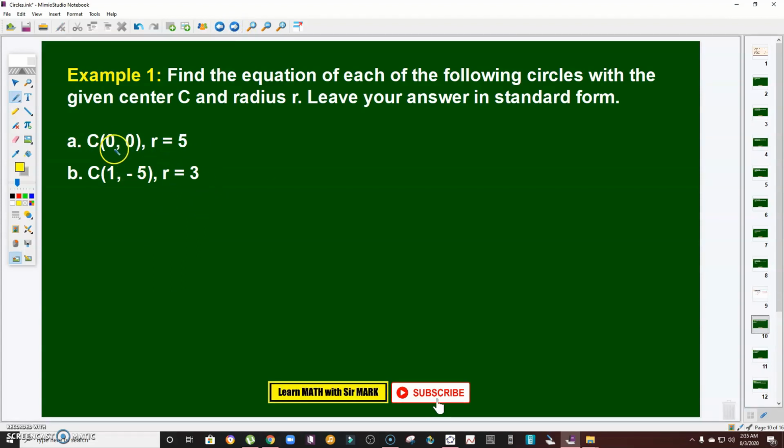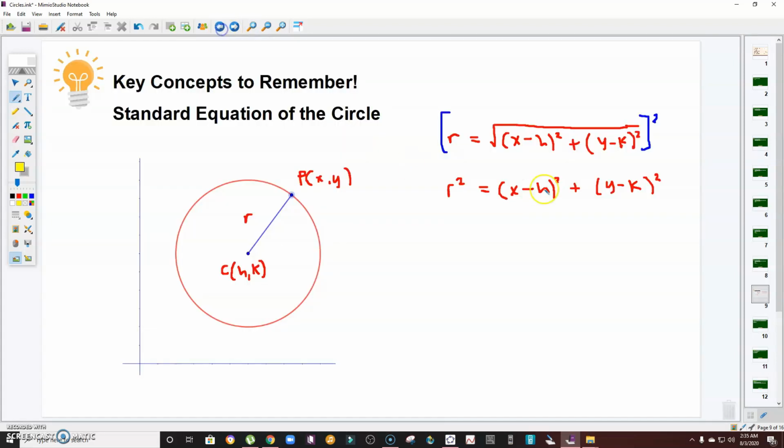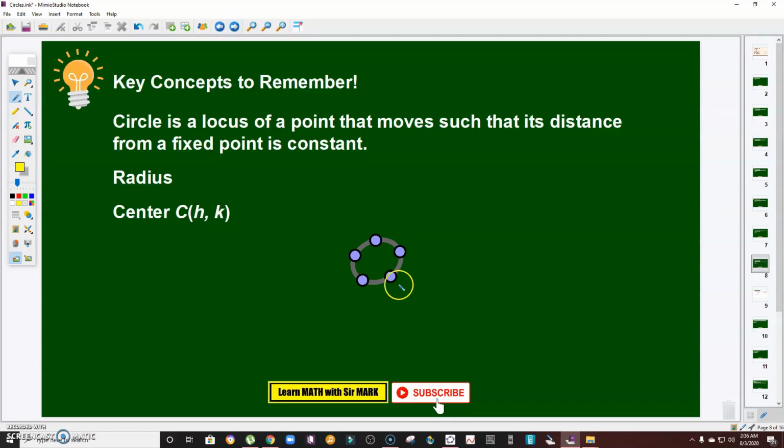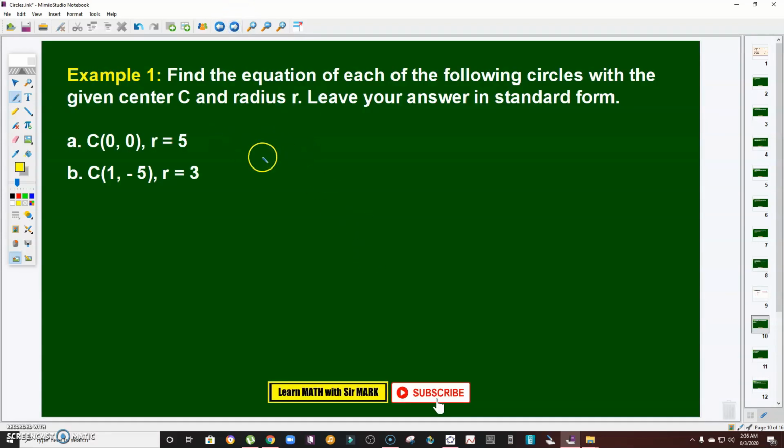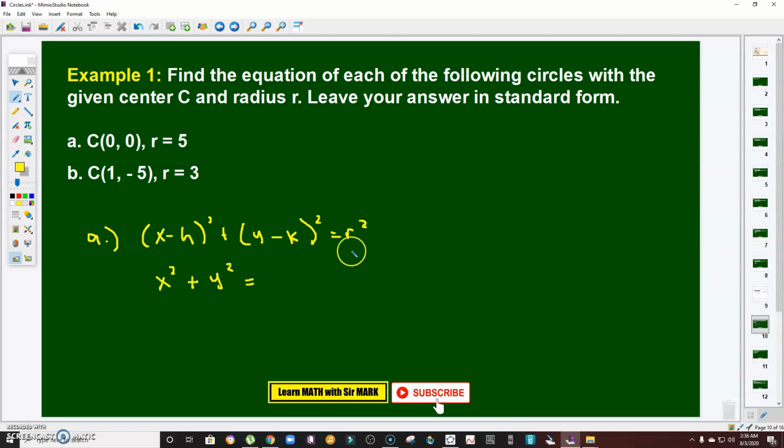Here, the center is at 0, 0, at the origin. Meaning to say, your h and k, the center, is 0, 0. So following the formula, x minus h, quantity squared, plus y minus k, quantity squared, equals r squared. Since your h and k are 0, that will be x squared plus y squared. And then the radius is 5, so all you have to do is square it. That will give you 25.